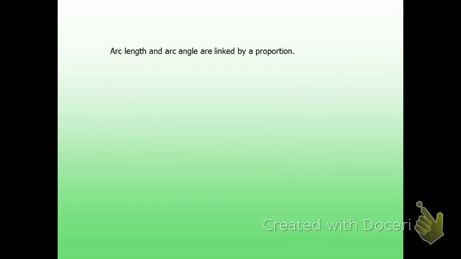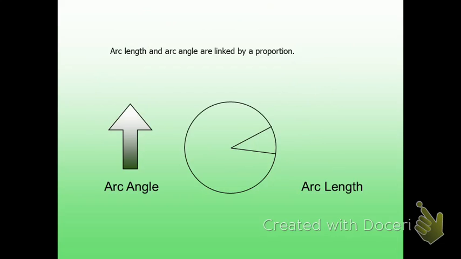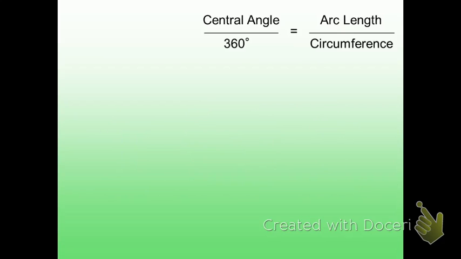So arc length and arc angle, which we just referred to as arc measure, so those words, arc angle and arc measure, could be used interchangeably, are linked by a proportion. As the arc angle increases, so look at that central angle, it's getting bigger, think what's happening to the arc length, and you should say that they're both getting bigger at the same time. Now, the only tool that you need to solve all of these problems is this proportion right here. The central angle over 360 equals the arc length over the circumference.